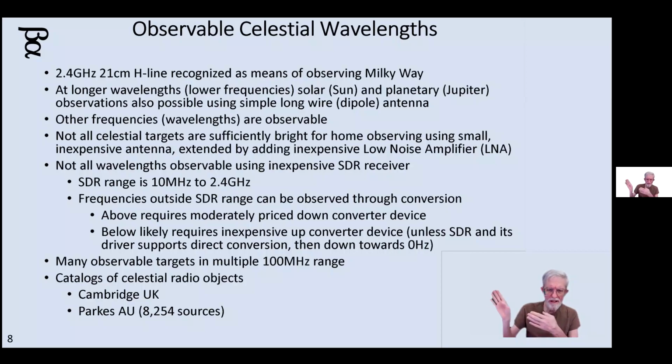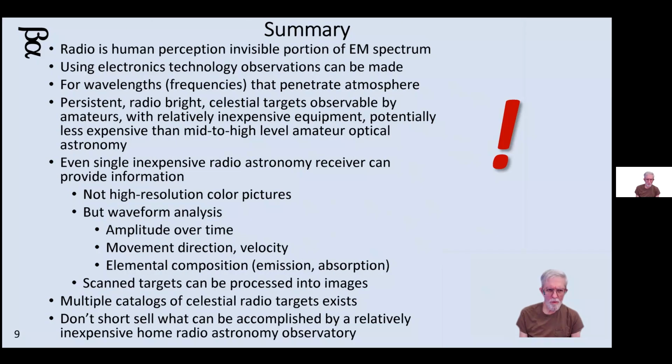And then you can point your radio antenna at that target and receive radio signals from something that's numerous light years away, stuff that you can do with not very much money. So, in summary, radio is invisible to human perception, but using electronics, we can gather data.